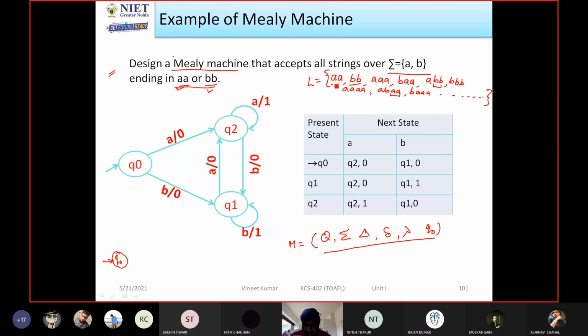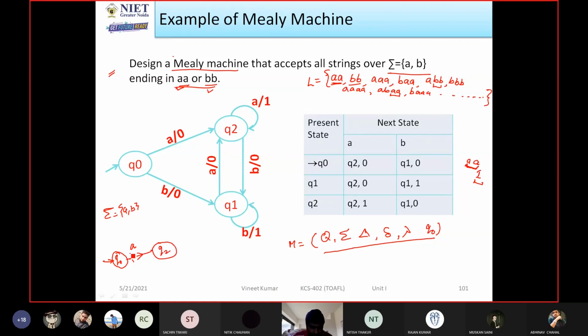As you know, whenever A comes in the path, when AA is reached, then the output becomes 1. Is it clear to all? When you get such a string continuously at the end, that means you get the output 1, right? So see here, sigma is what? A and B. So we have to apply A and B over it. When we are applying A over it, it goes to a state, let it be Q2.